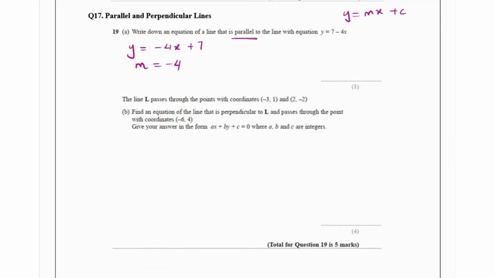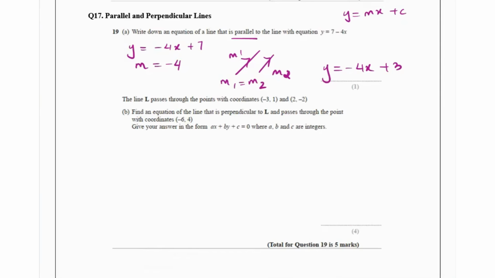So in parallel lines, both the lines have the same gradient. That is the condition for them. m1 will always equal to m2. So any line with the gradient of -4 is parallel to this line. So we can just say y equals to -4x plus 3. That works. What you need to do is make sure that the gradient is the same. The y-intercept can be anything. So it can be any line as long as m is -4.